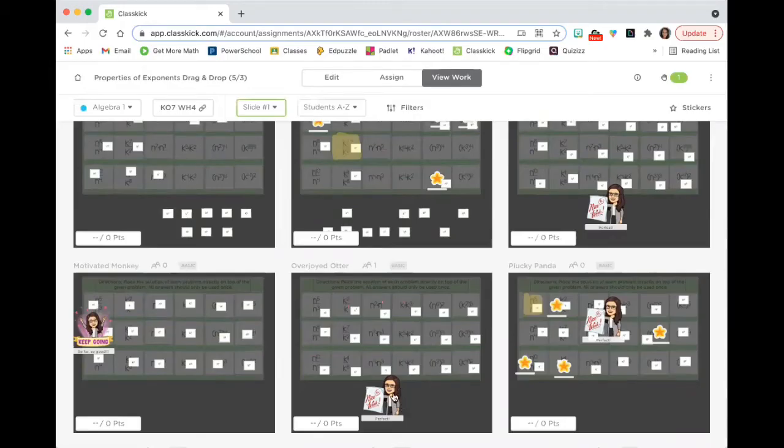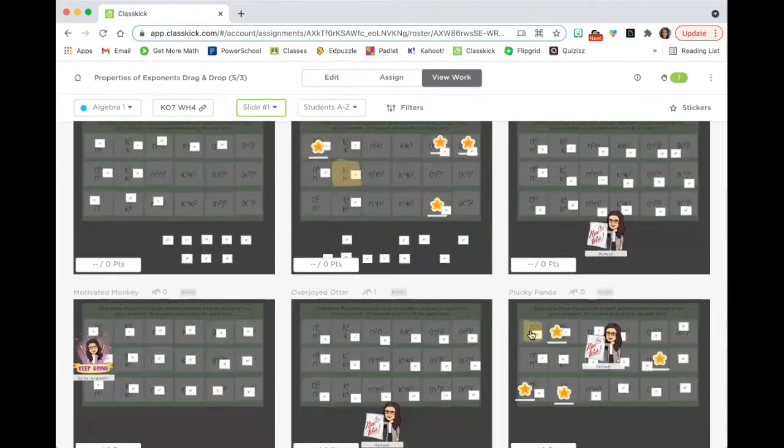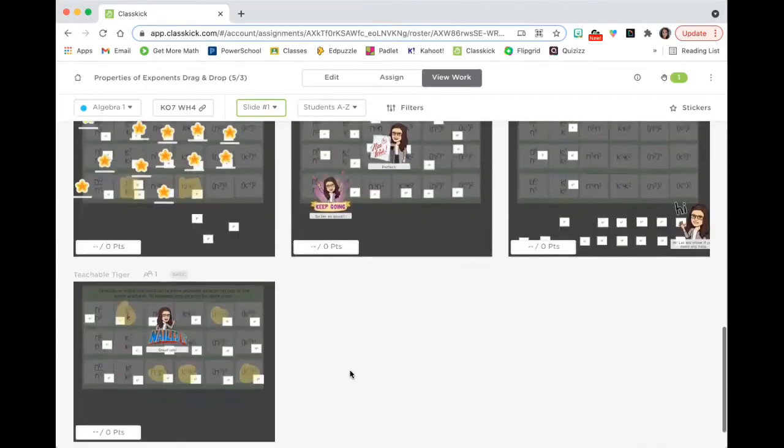I let them know if they were correct or incorrect. You can see I have some that were highlighted. Those were ones when I initially checked in with a student, I highlighted to let them know that there was a mistake, just again, so they got a quick check-in.